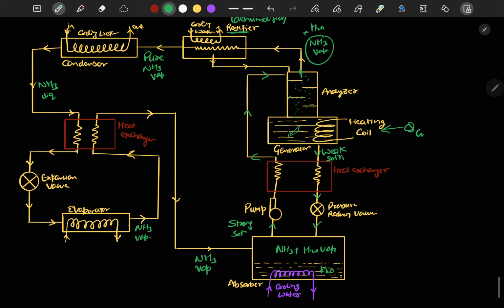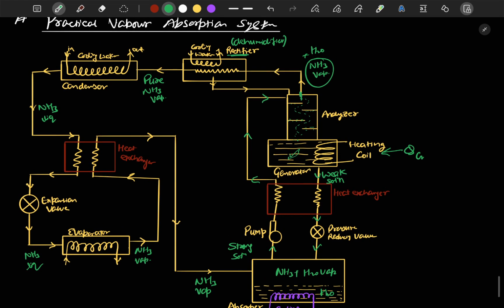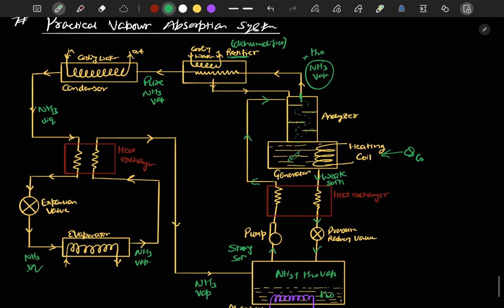After exchanging heat, its temperature will be reduced, and it will be expanded to the evaporator, where it is again NH3 liquid, and after it will be NH3 vapor again. So this cycle continues. I hope you understood the practical vapor absorption system. Sorry, one correction: this is not a dehumidifier, this is a dehydrator. So the rectifier is also known as a dehydrator.